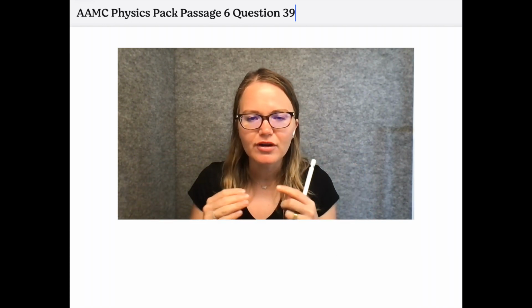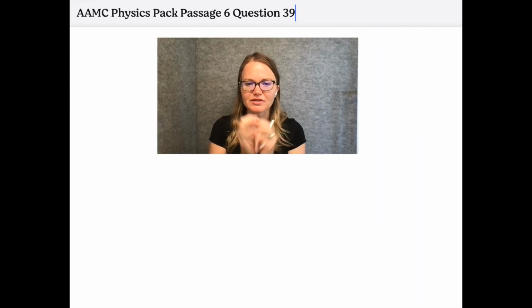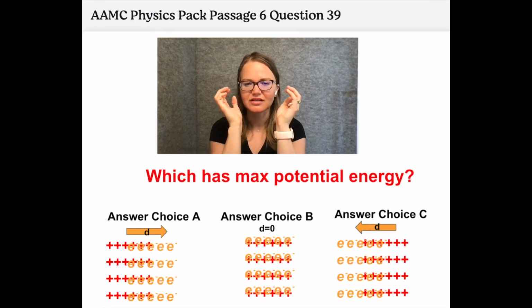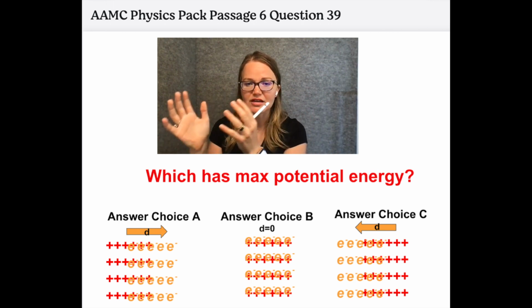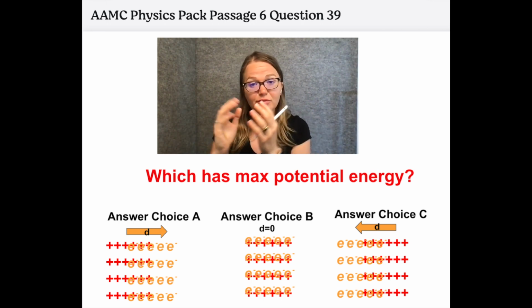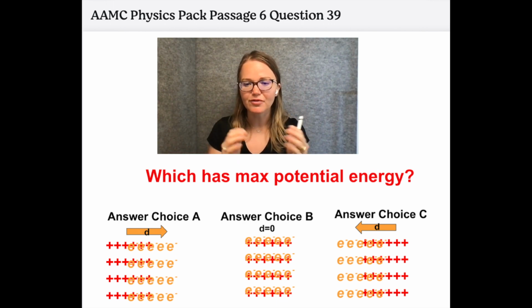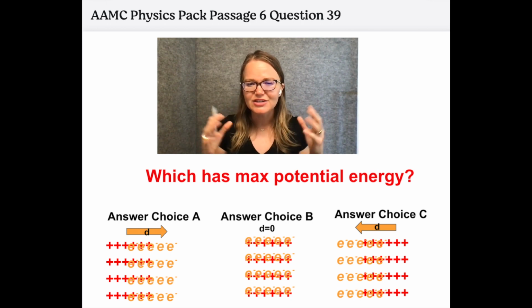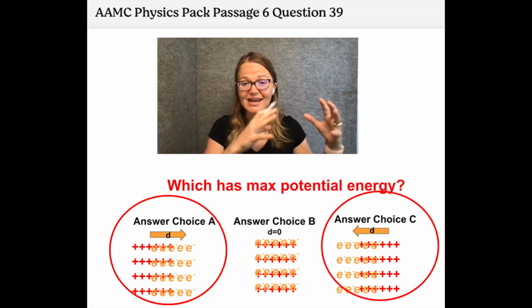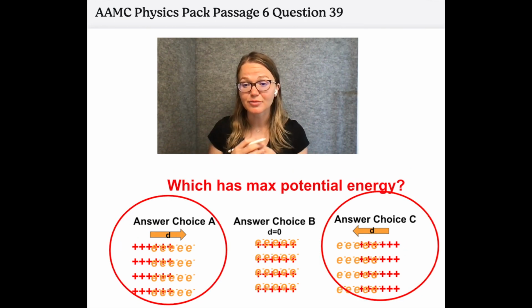It wanted to know if that point of maximum potential energy was at position B, when the sea of electrons is directly on top of our positive ions, or was that position A or C, when our sea of electrons gets displaced either to the left or to the right of its equilibrium position on top of those positive ions. And remember, in the explanation for question 36, we talked about the fact that that max potential energy occurs at position A and C when our electron sea gets displaced. And that's because of that displacement.